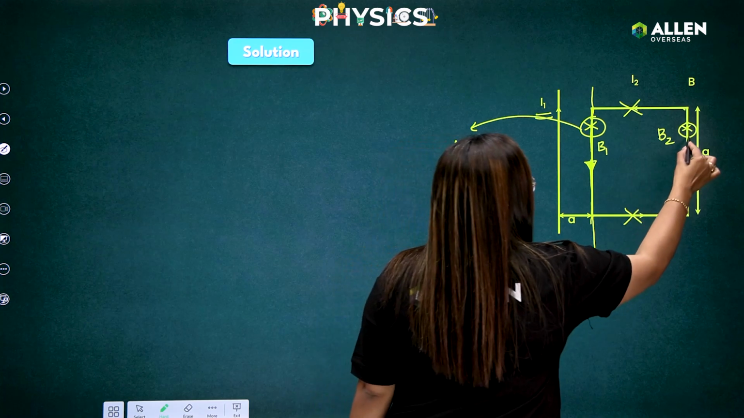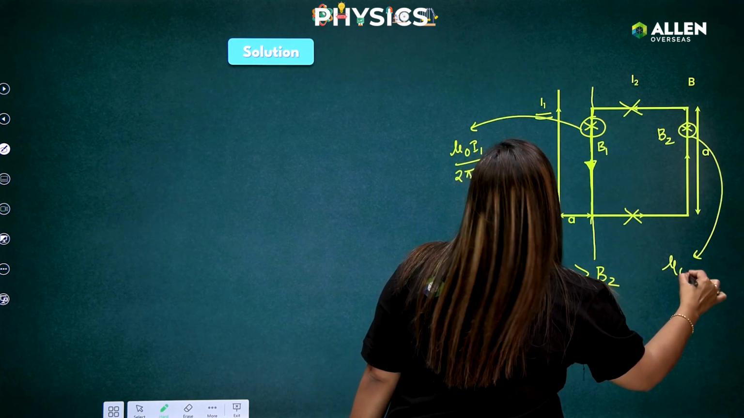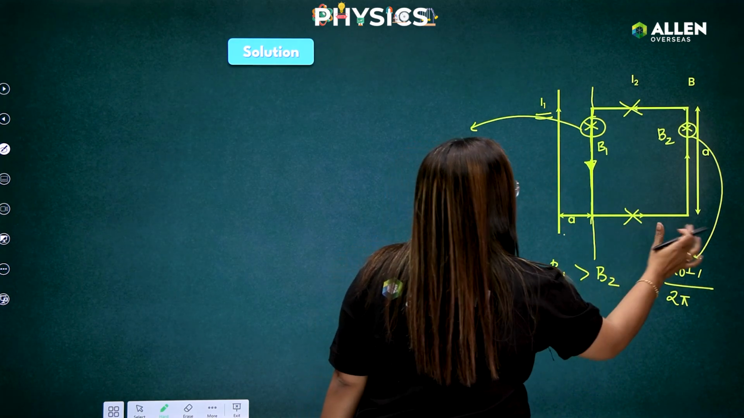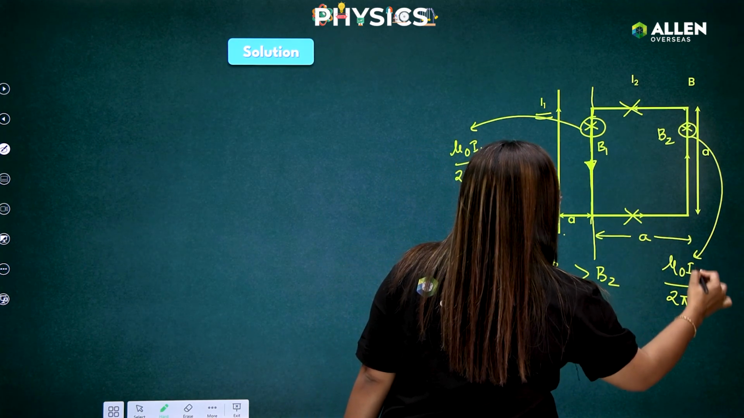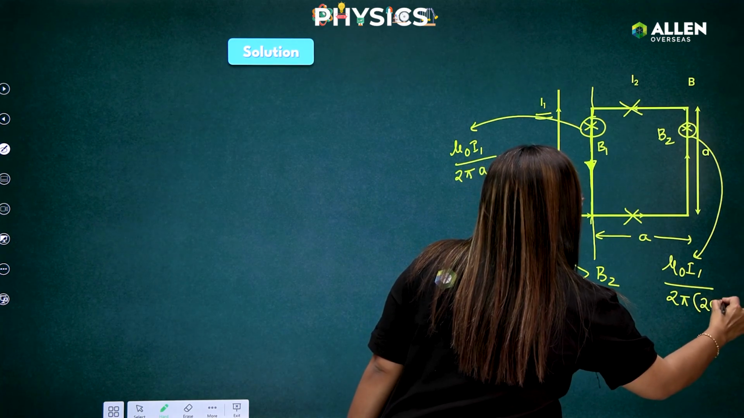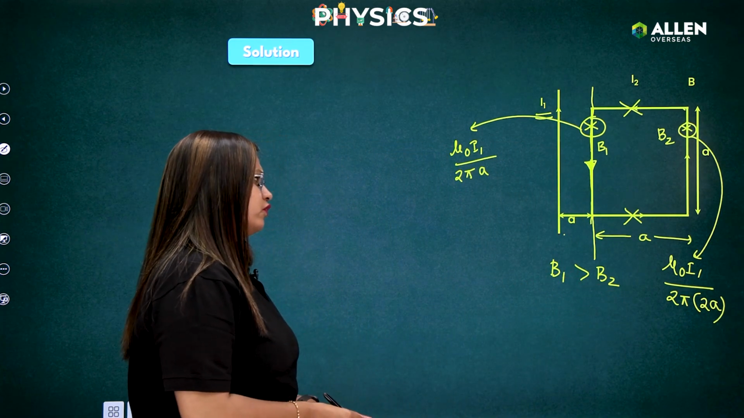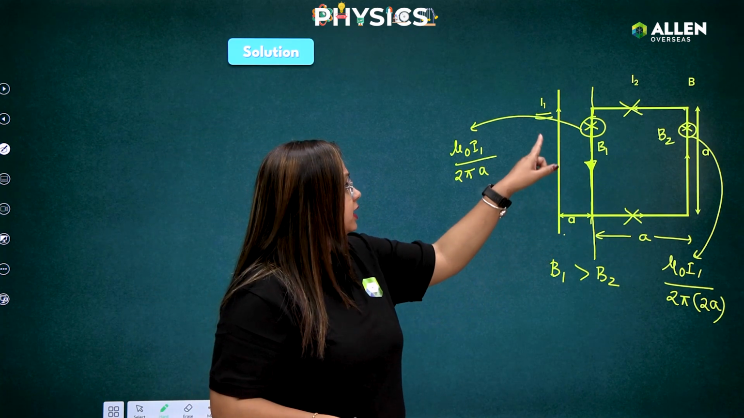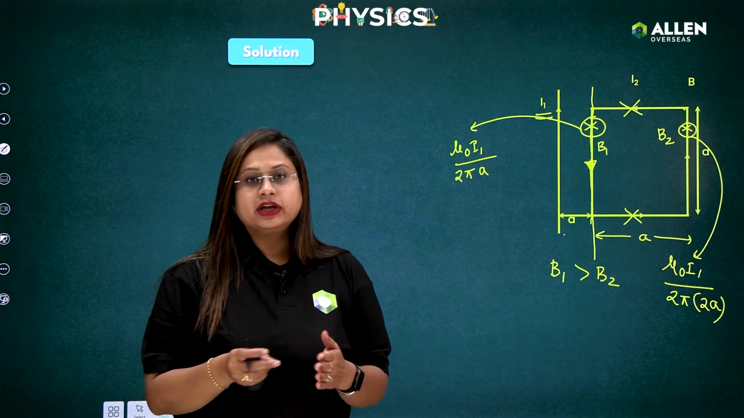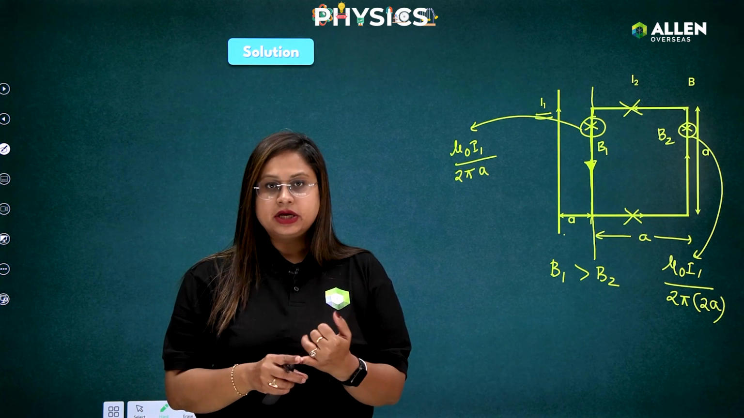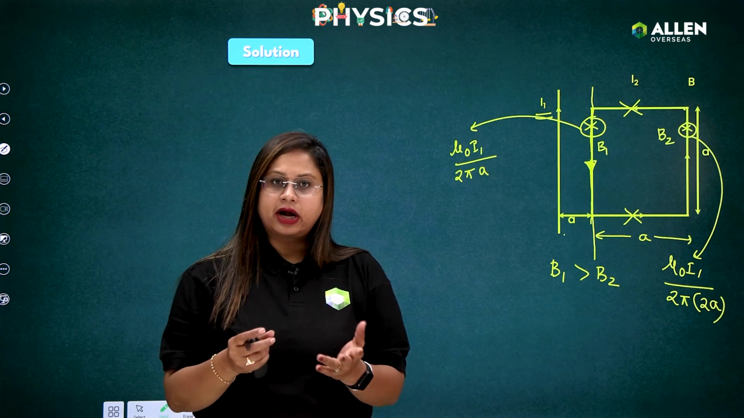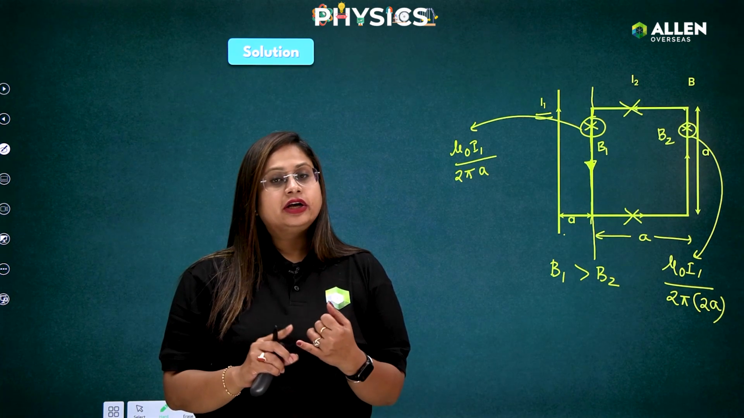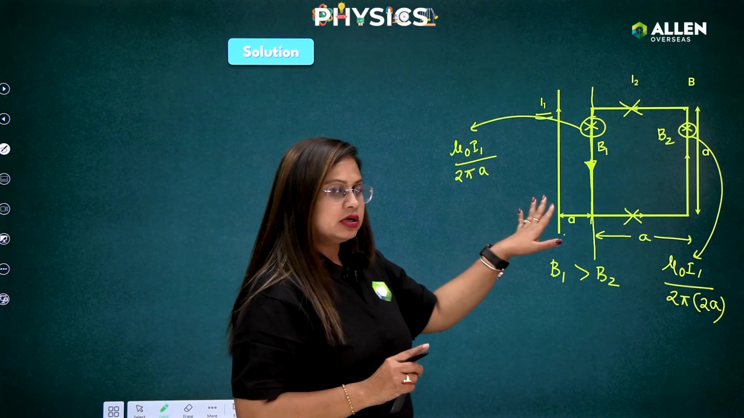And for B2, the magnetic field is mu naught I1 divided by 2 pi (A plus A), because each side is A, so we can write it as 2A. Now, we can treat these as two parallel conductors carrying currents in opposite directions. When two parallel current-carrying conductors are present, they are going to attract or repel each other, and it depends on the direction of the current flowing in the wires.